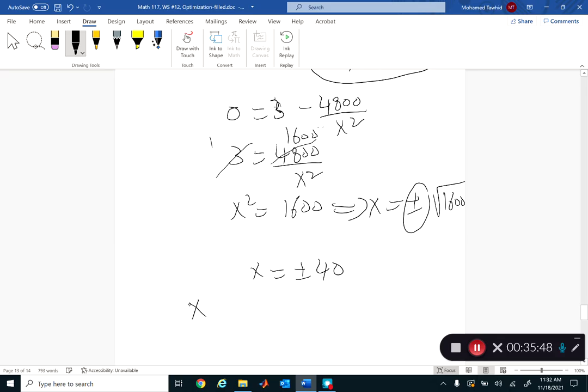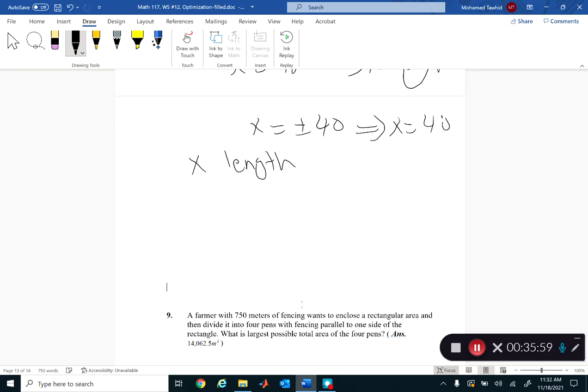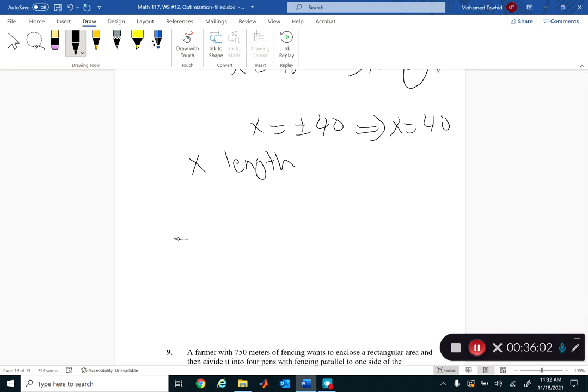But here your x is a length, so we cannot have negative numbers. So what is your x? Your x here is 40, right? So now they ask you, is that the minimum? Is this 40 the minimum? Let us check first.